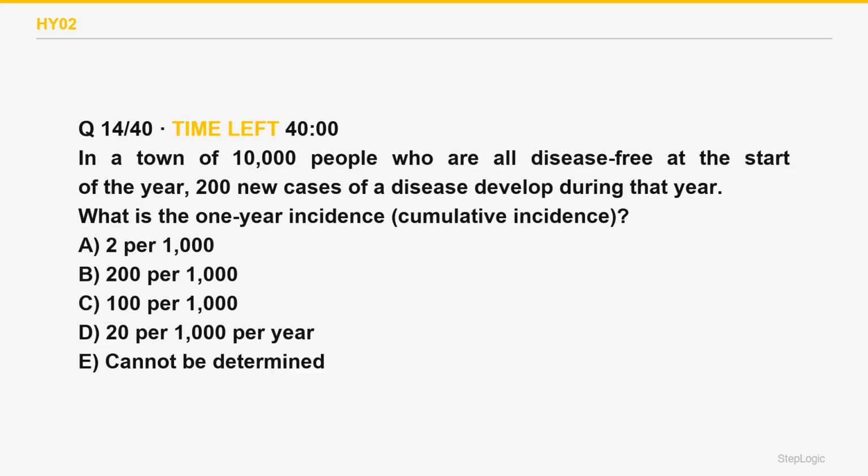What is the one-year incidence, the cumulative incidence? In a town of 10,000 people who are all disease-free at the start of the year, 200 new cases of a disease developed during that year. Read the command: cumulative incidence, new cases divided by the population at risk over the period.